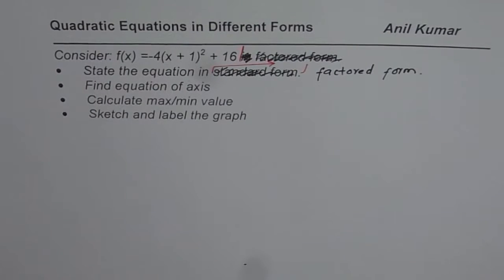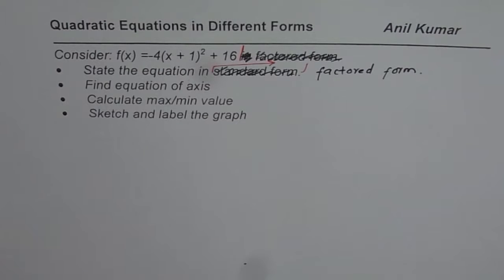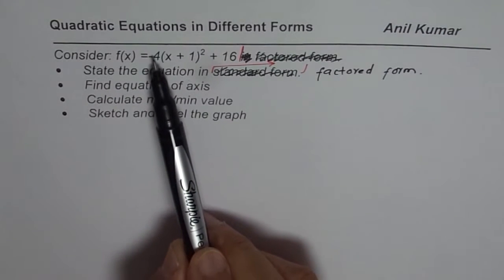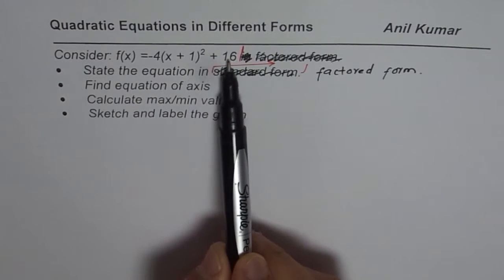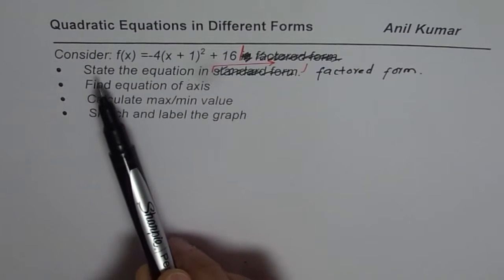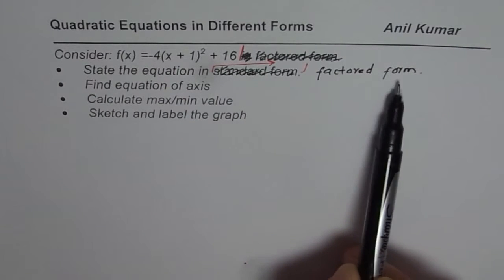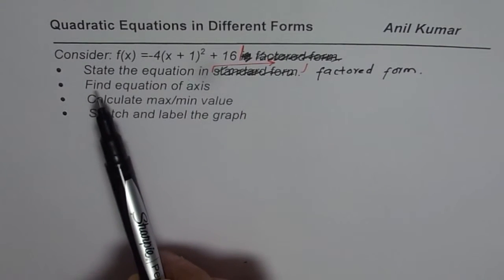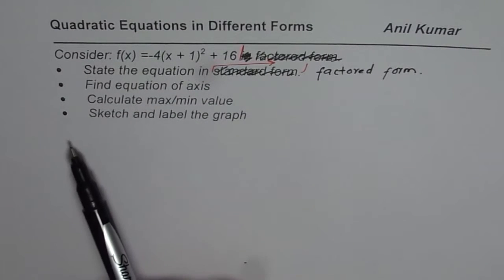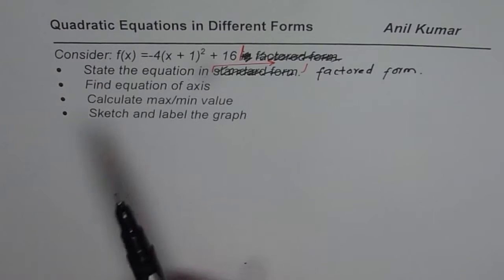I'm Anil Kumar. We are exploring quadratic equations in different forms. Here is a very interesting question. We need to consider the function minus 4 (x plus 1) whole square plus 16. It has got four parts. The first one is state the equation in factored form. And then we have find equation of axis, calculate maximum or minimum value, sketch and label the graph.